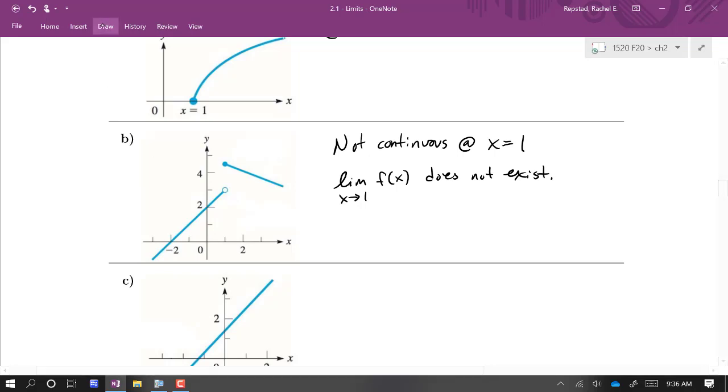It does not exist because as I approach 1 from either side, when I approach 1 from below, the outputs are getting closer and closer to 3, but as I approach 1 from above, the outputs are getting closer and closer to this value, maybe about 4.5. So in order for the limit to exist, you have to approach the same value from either side, and we're not, and that doesn't happen here. So it is not continuous at x equals 1.